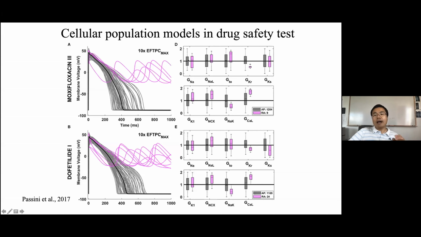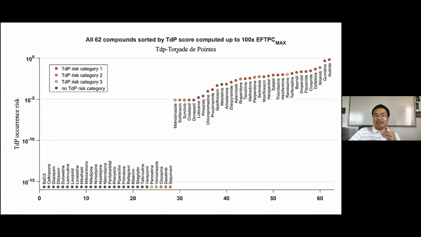So by varying the conductance of the ion currents, they use the resting membrane potential, the peak of the action potential, the shape and the duration of action potential properties to build the model database. Then they tested the model responses to 62 antiarrhythmic drugs, all of which affect specific cardiac ion channels. After applying a drug, if the response is a gray curve, it means the drug is safe. However, if the response is a purple curve, called early after depolarization, that's arrhythmogenic, and that can cause TdP. Sorry, I couldn't pronounce it.